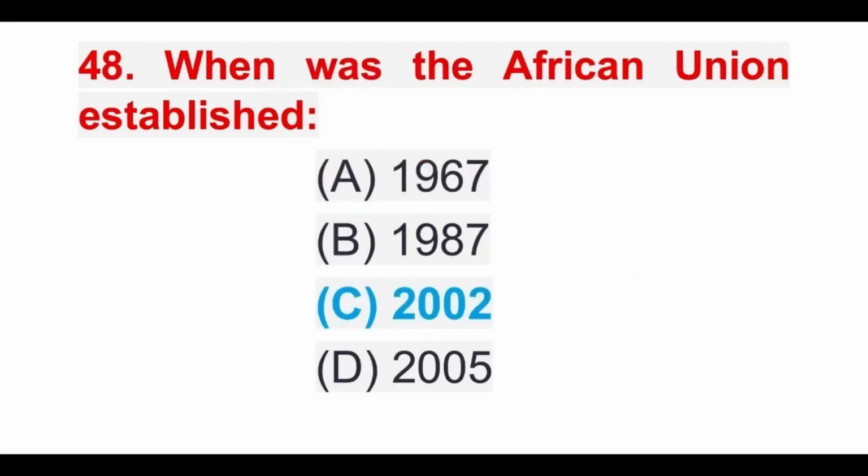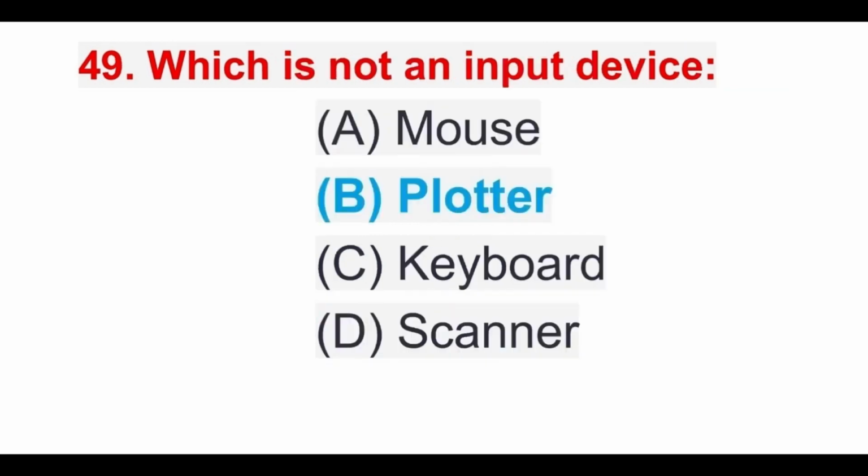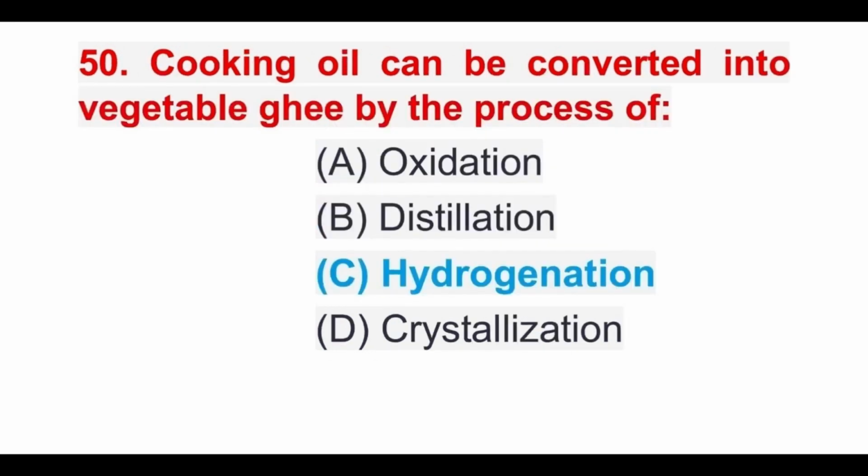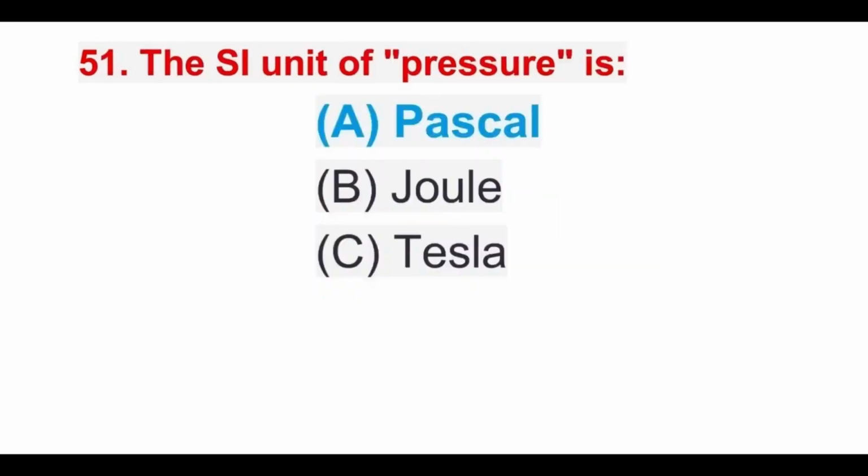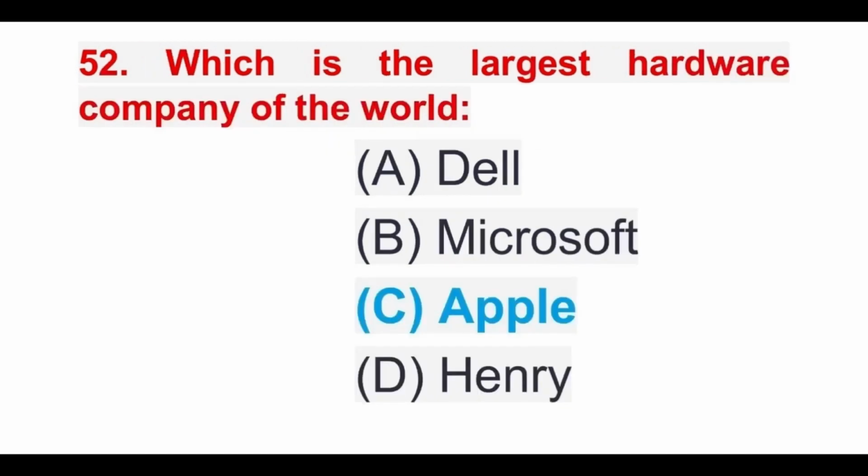Question number 48. When was the African Union established? That answer is 2002. Question number 49. Which is not an input device? Printer. Question number 50. Cooking oil can be converted into vegetable ghee by the process of hydrogenation. Question number 51. The SI unit of pressure is. That answer is Pascal.